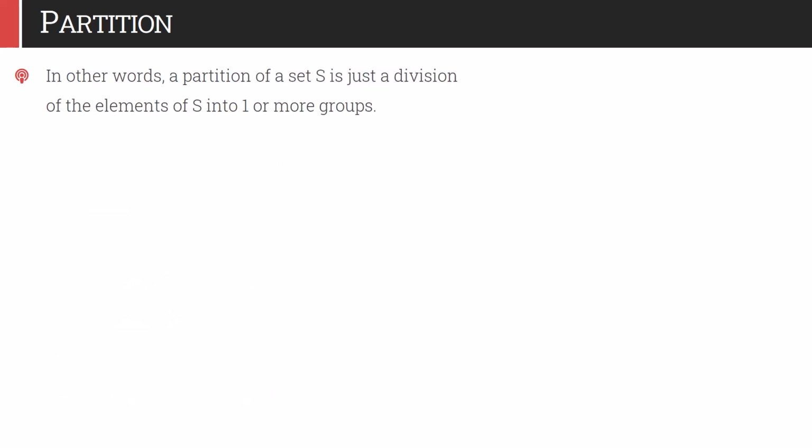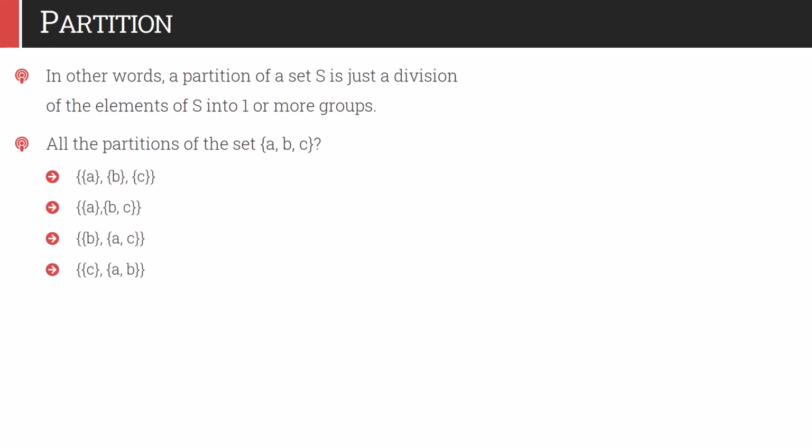In other words, a partition of a set S is just a division of the elements of S into one or more groups. It cannot be 0. And let's find all the partitions of the set {A, B, C}. So that would be the single-element partition {ABC}. We can have partitions of 2 elements, that is {A, BC}, {B, AC}, {C, AB}. And we can have a partition of 3 elements as well. So these are all the possible partitions of the set ABC.